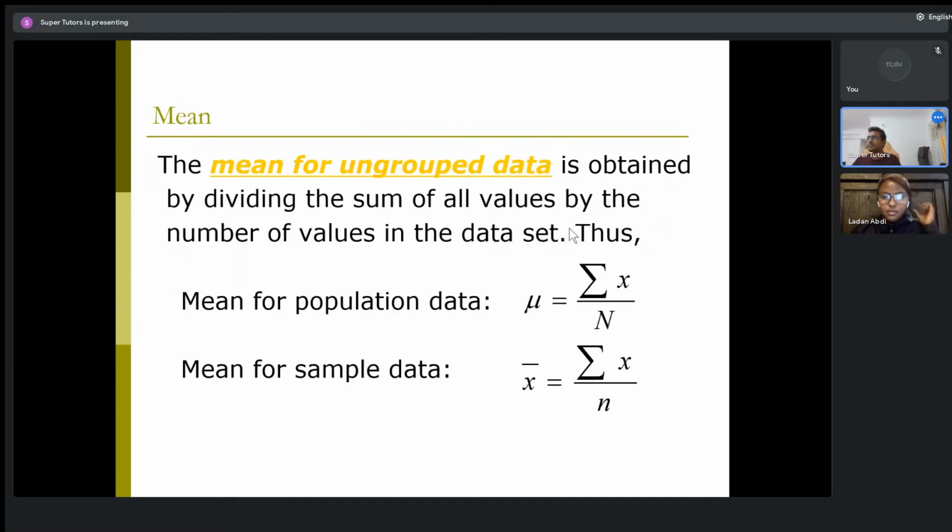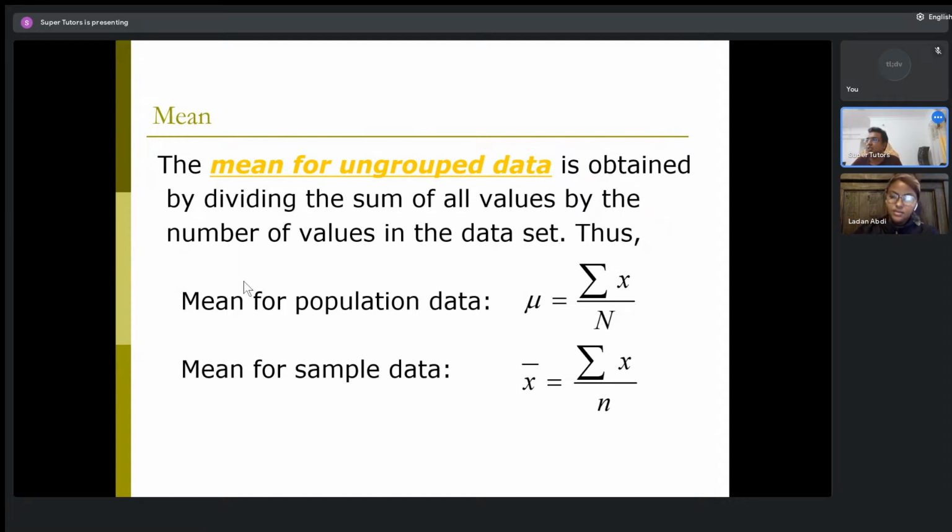So mean is the simplest concept, and you might be very much aware of it already. It is nothing but the simple average of numbers, right? So mean for ungrouped data is basically obtained by dividing the sum of all the values by the number of values in the data set. Simple, right? So if you go grocery shopping, you have five items. One is worth $2, the other is worth $10, and so on. You just add them up and divide by five. That's the average price. Simple, right?